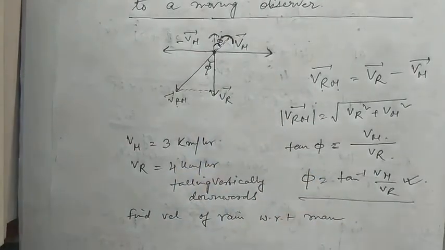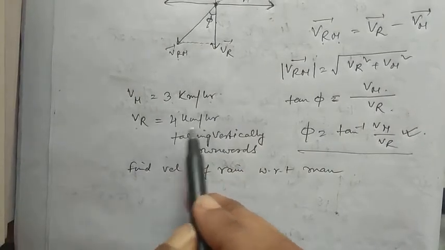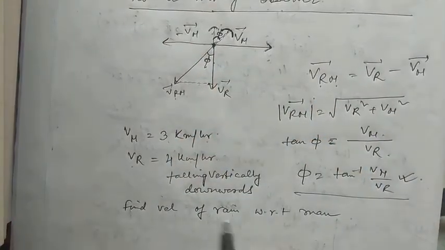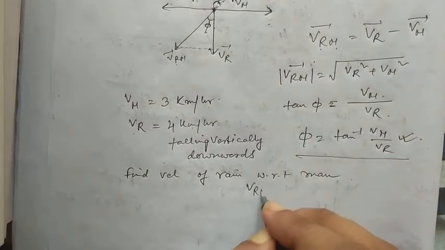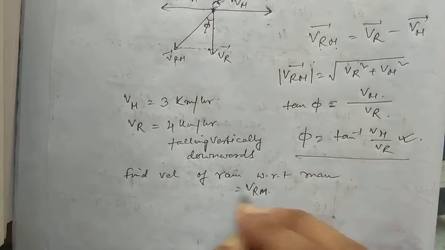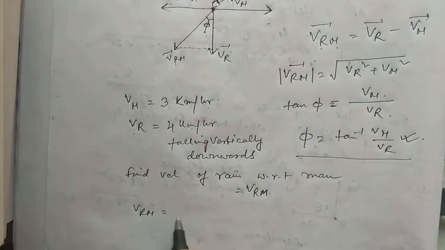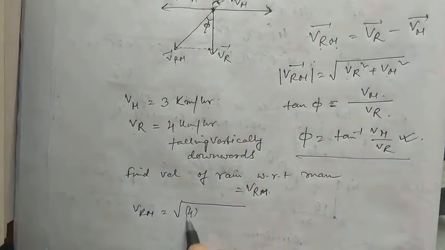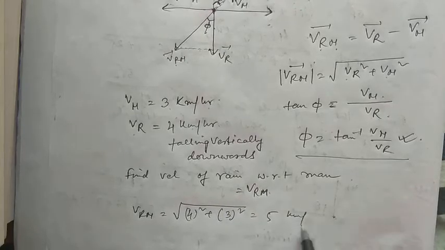Now we take a few data. Vm is equal to 3 km per hour, Vr is equal to 4 km per hour, and the rain, they have stated, is falling vertically downwards as shown in the diagram. Now find the velocity of rain with respect to the man. That means we have to find the value of Vrm. This is the formula we are going to use. Vrm is the square root of Vr square plus Vm square. Vr is 4, squared, and Vm is 3, squared. 16 plus 9 is 25, so the square root is 5 kilometers per hour.